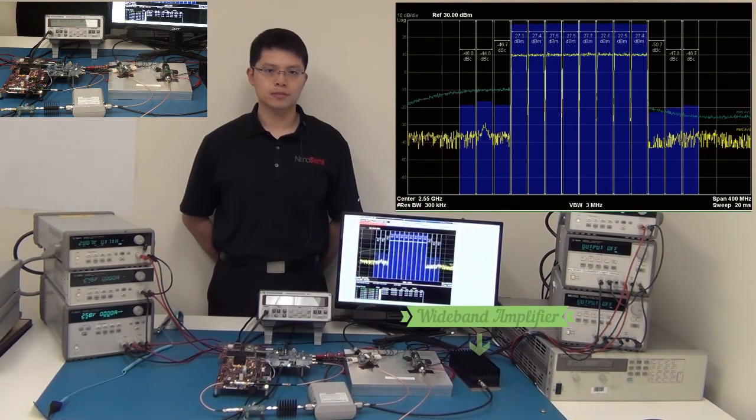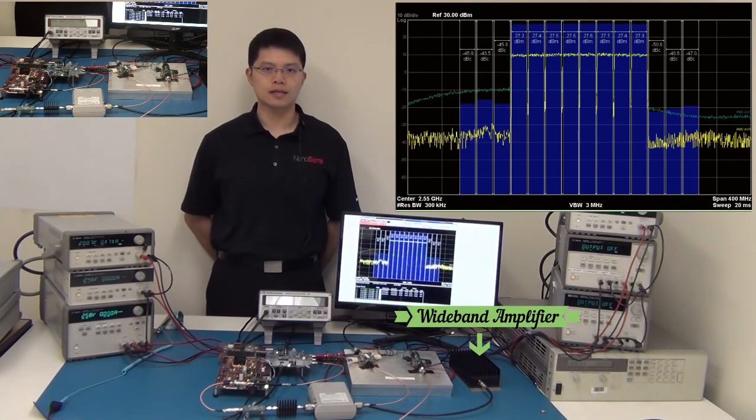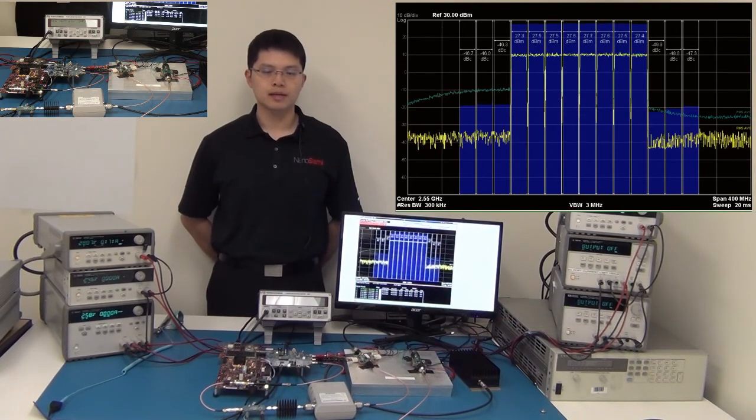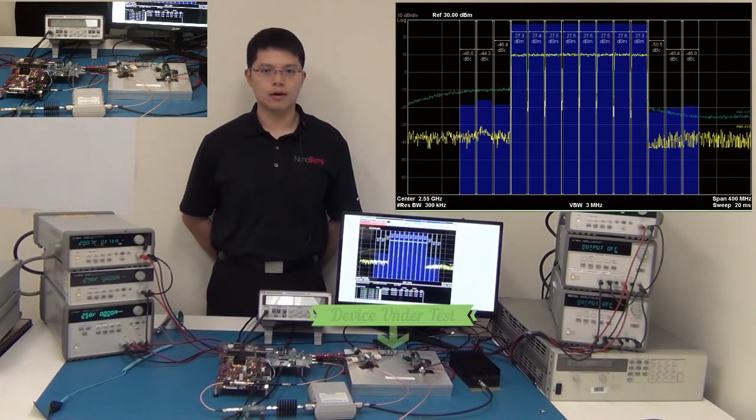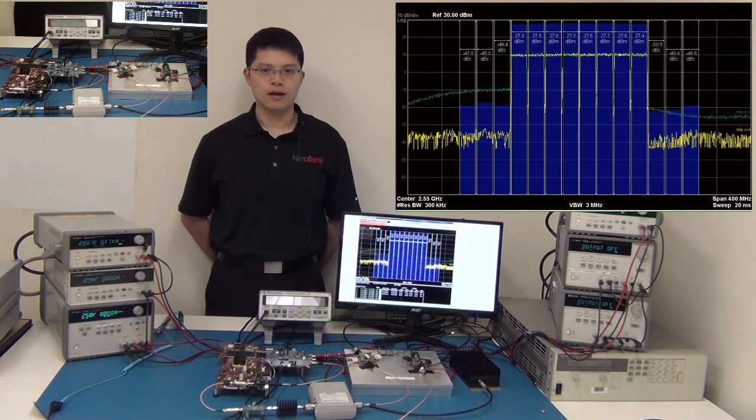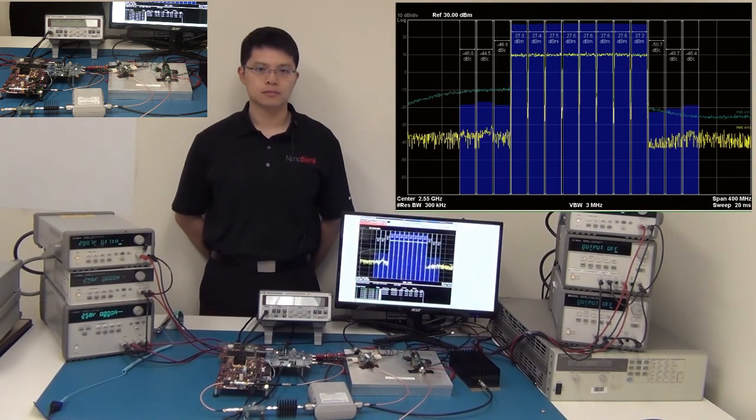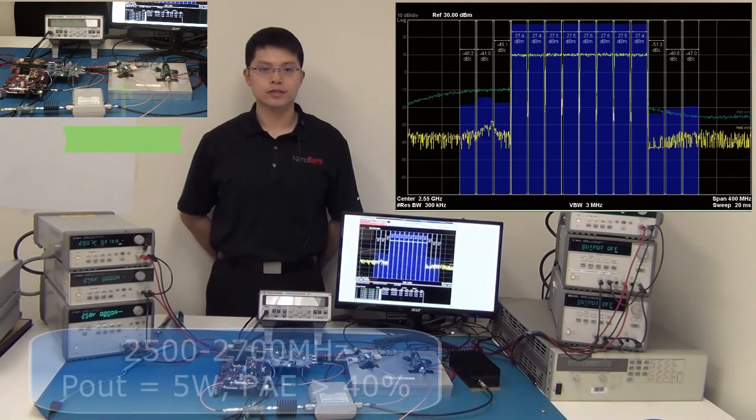A general-purpose Mini-Circuits wideband amplifier is chosen as the driver between the 450 MHz bandwidth transceiver and the power amplifier, because we are going to analyze two power amplifiers side by side at two different carrier frequencies, namely 2550 MHz and 3500 MHz. There are two parts to this demo.